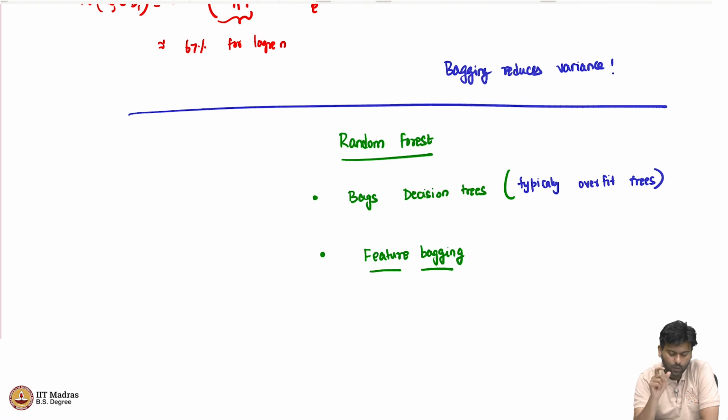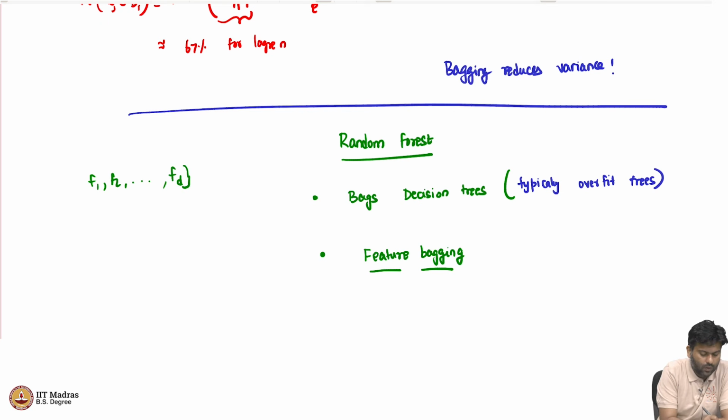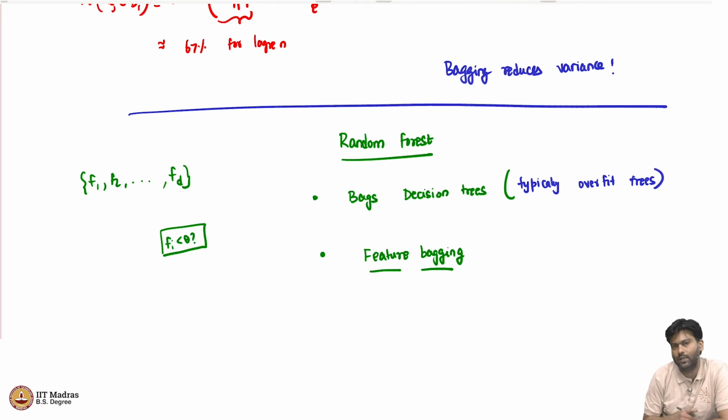Now, this means that if I am building these multiple trees, all the trees are going to use all features. Feature bagging tells us to pick a subset of features to consider splitting on for every node of your tree. What does that mean? You have feature 1, feature 2, till let us say feature D. These are your D features, let us say height, weight, whatever. So, you have let us say 1000 features. You want to ask which is the best fi less than theta for my data set. I have already created the data set. Now I need to build the tree.